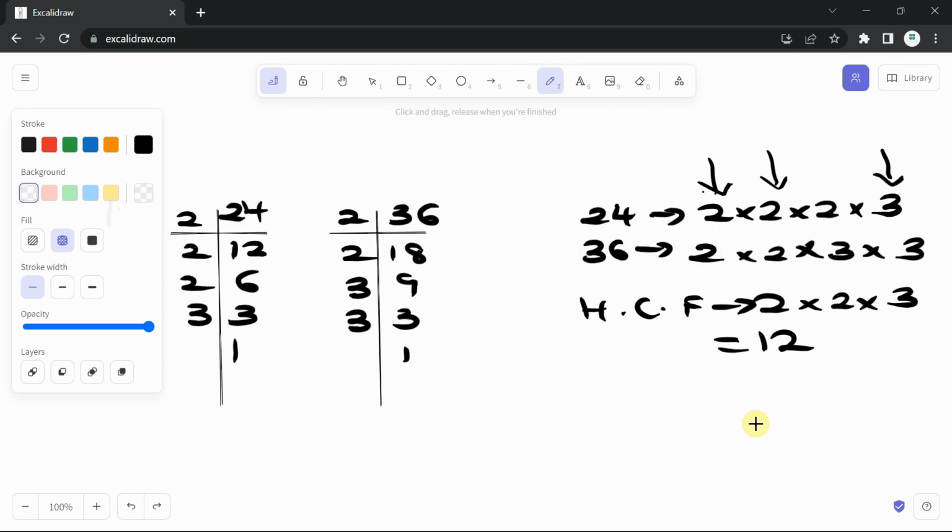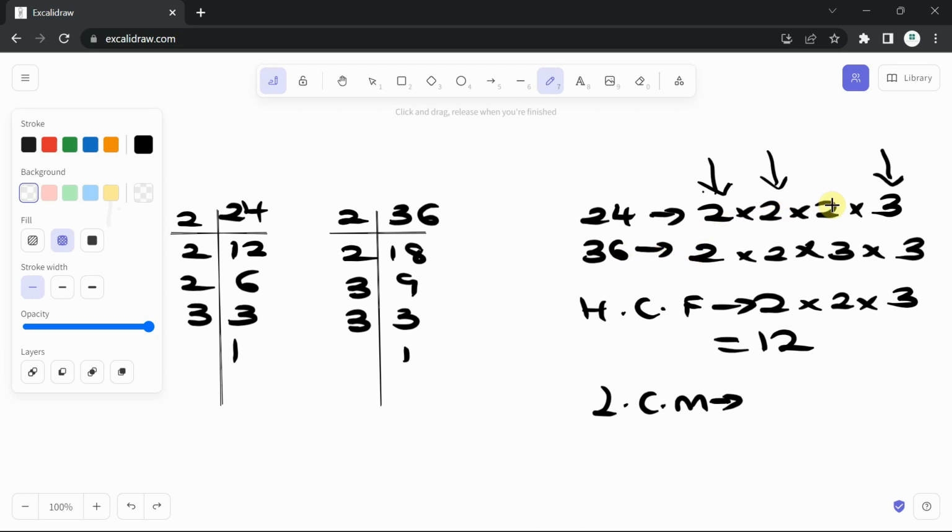So for LCM, in HCF, we were grouping the common ones. But for LCM, you look at the one with the highest number of 2's, or of each number. We have only 2's and 3's inside this place. So for the 2's, you have to look for which one has the highest number of 2's. Is it 24 or is it 36? Obviously it's 24, right?